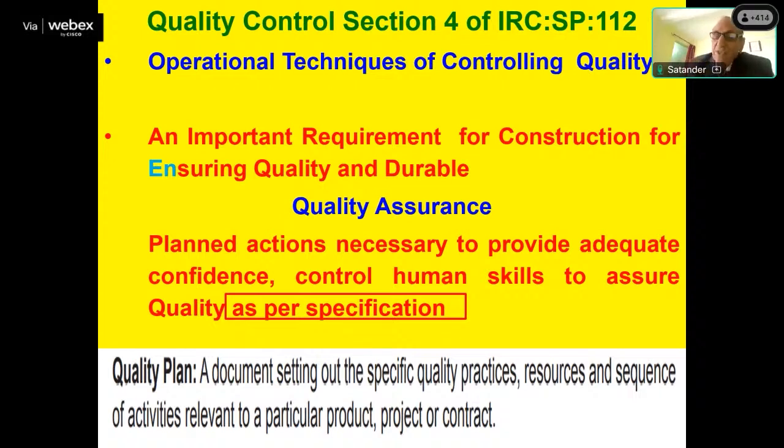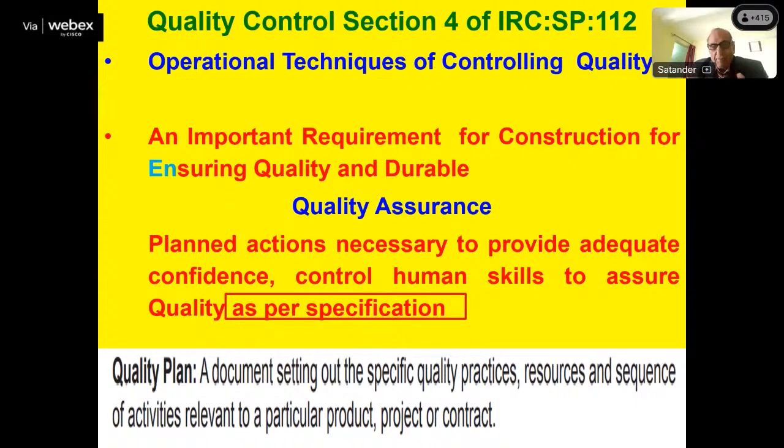Ensure means personally you are checking also, not depending on someone. He is saying, yes sir, I did 25 strokes, I have done 3 layers, 4 layers, slump. That is not enough. You have to see personally also, maybe 1%. That is, you have to ensure quality and durability. Assure means quality control as per specification.